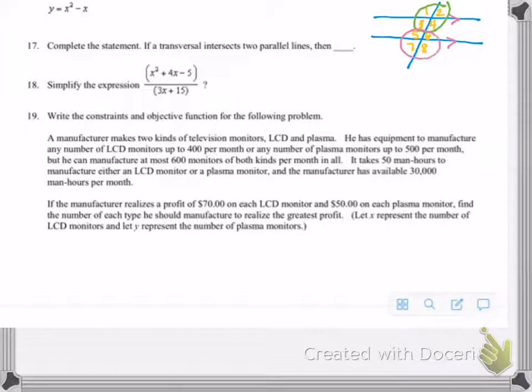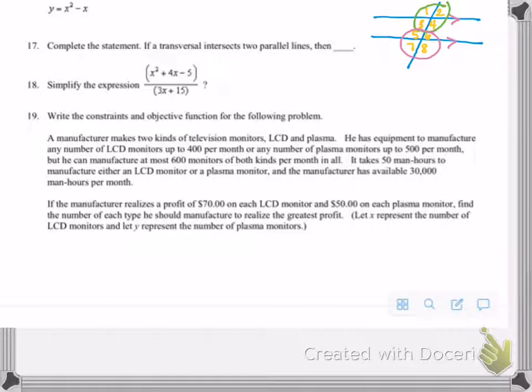So, what's true about these angles? 1 is congruent to 5. 1 and 5 are corresponding angles. They're at the same location at different intersection points. 2 and 6 are also corresponding, so they're congruent. 4 and 8 are corresponding, so they're congruent. And 3 and 7 are also corresponding, so they're congruent. So one answer would be corresponding angles are congruent.